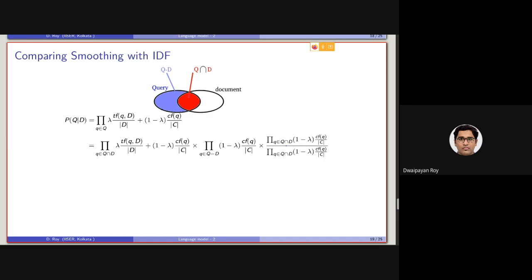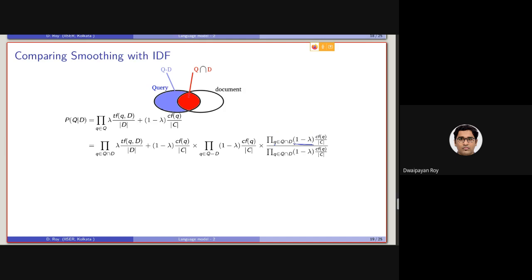Now let's multiply a common term, as a fraction, in the numerator as well as the denominator. What I am doing here is introducing a product over all query terms which are occurring in the document as well as in the query, basically this intersection. Their collection probability multiplied by 1 minus lambda. So this is basically the same thing I am introducing, so it can cancel each other.